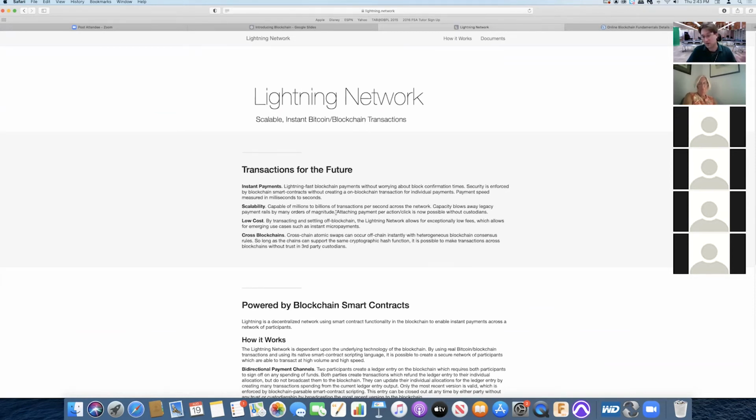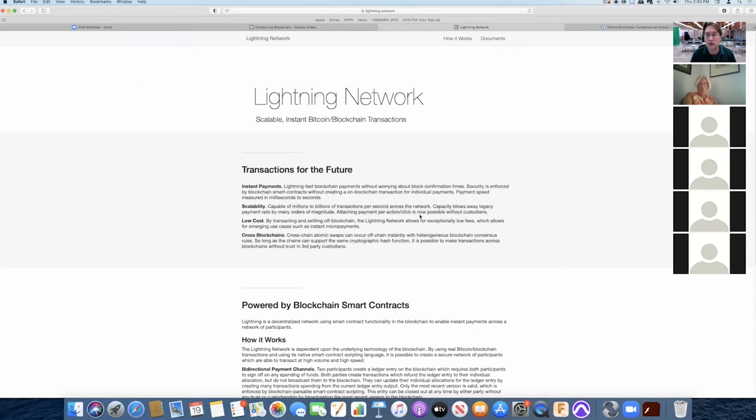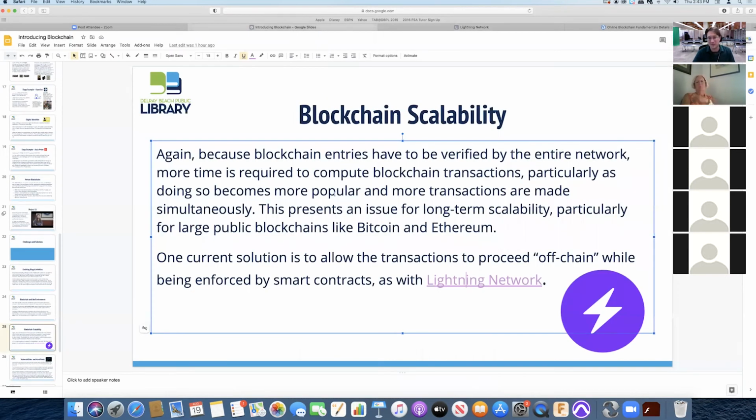So this solves the scalability issue, as it's capable of millions to billions of transactions per second on the network. It's also lower cost, which is good, especially in Ethereum, as some of the costs for using the Ethereum blockchain can get out of hand too. They refer to it as their gas prices, and it's another thing that the most recent changes to Ethereum are trying to solve.